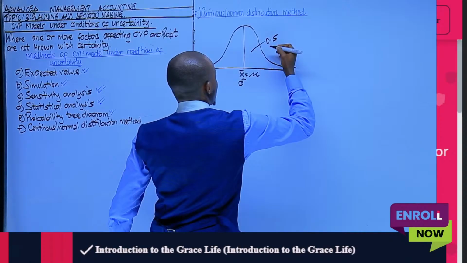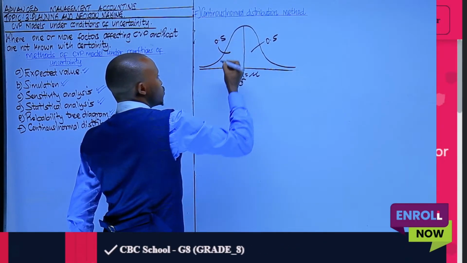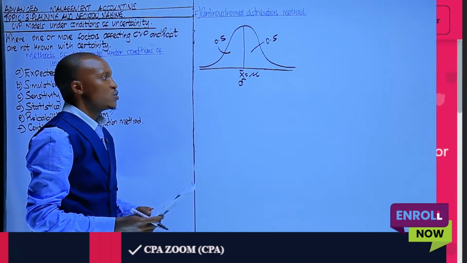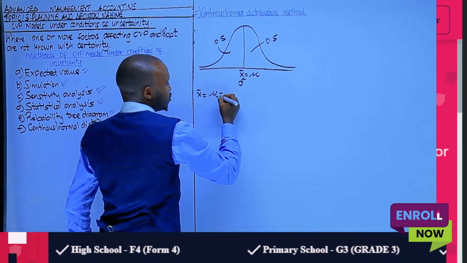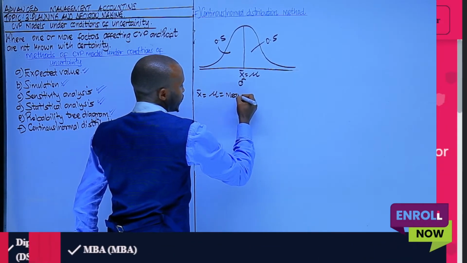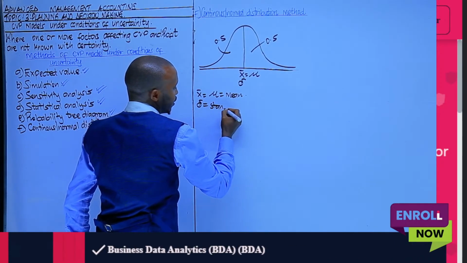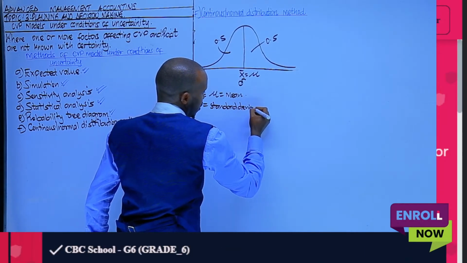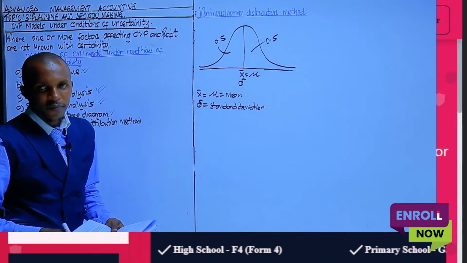One half of that is 0.5, and that other half has a probability of 0.5. So that when you add them, it is equal to what? To 1. So this X bar is your mean, and that is your standard deviation. Standard deviation. Okay?